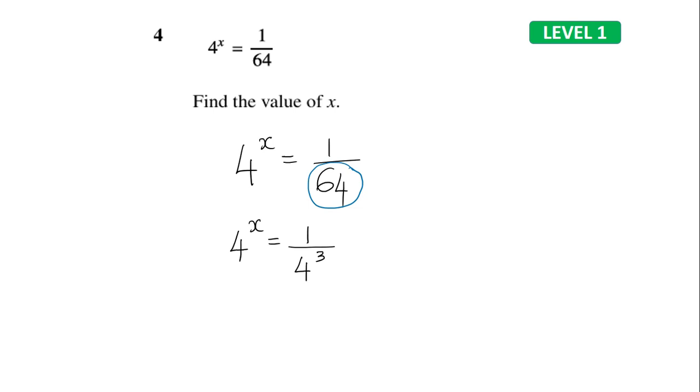So the only way to bring this 4 up is by changing the index, by changing the power to negative, which means 4 to the power x is going to be 4 to the power of negative 3. Now the key rule works where you have the same base 4 and the power will be the same. So my answer is x equals negative 3.